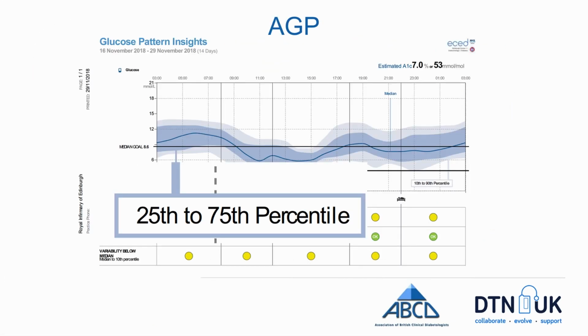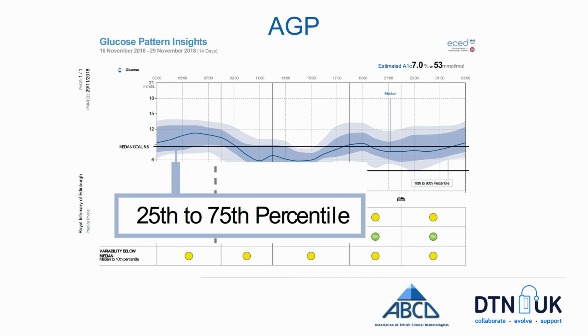So this is an example here of an ambulatory glucose profile, and what you see is the dark blue line which goes across the screen is the median or average glucose. The dark blue bar across that is the range, the 25th to 75th percentile, which essentially means where 50% of your glucose values fall at any time. And then the lighter bar is the 10th to 90th percentile, so that's where 80% of your glucose values will fall.